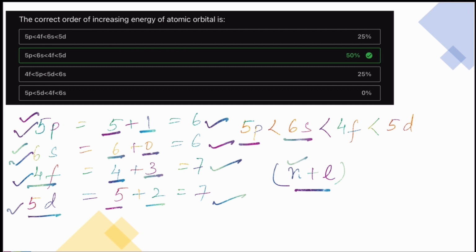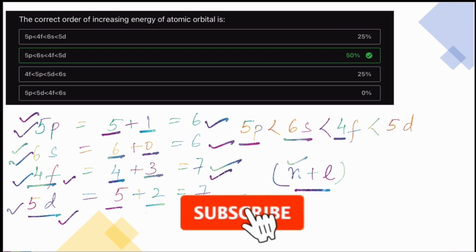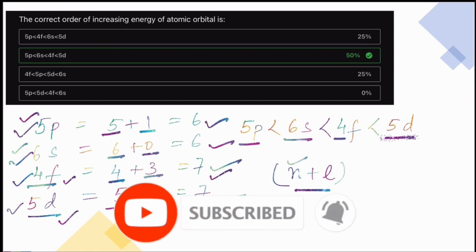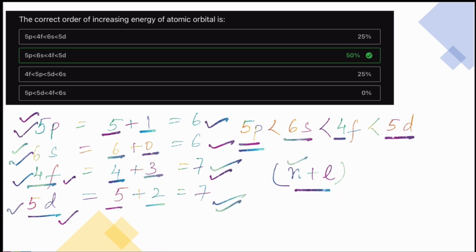But 4f and 5d both have the same value of n plus l. So इन दोनों में से किसकी एनर्जी ज़्यादा होगी? The one having higher value of n will have the higher energy and the one having lower value of n will have the lower energy. So 4f के लिए n की वैल्यू है 4. So 4f has lower energy than 5d. So order of increasing energy हो गया 5p, 6s, 4f and 5d. So this is the correct answer.